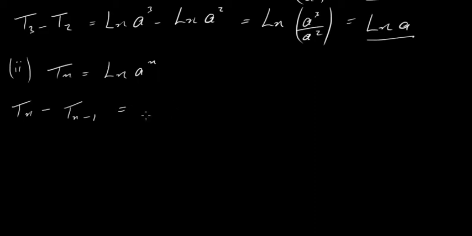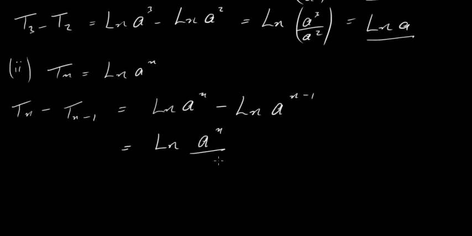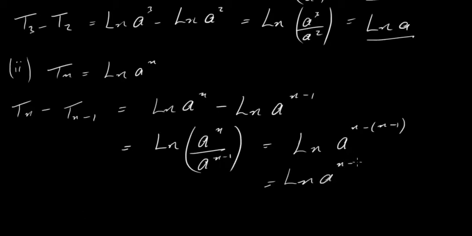So this will give us Tn, which is log a to the power of n. We want to subtract Tn minus 1, so that's going to be log a to the power of n minus 1. Now if you do that, that's going to be just simply log a to the power of n over a to the power of n minus 1 using the laws of logs. Subtract our powers there, so you get log a to the power of n minus 1. Again, put this in brackets because you've got a minus here. That gives us log a to the power of n minus n plus 1, and that just gives me log a. And that's going to be d, our common difference.